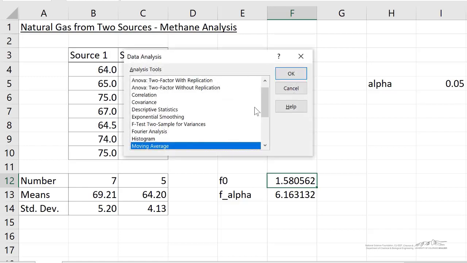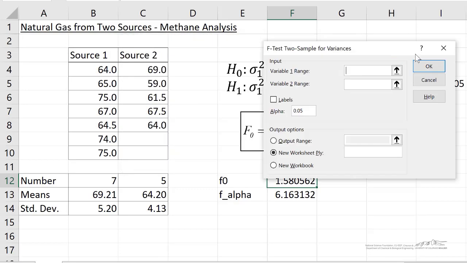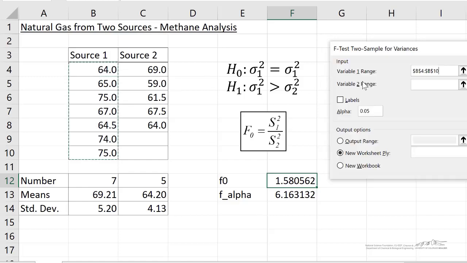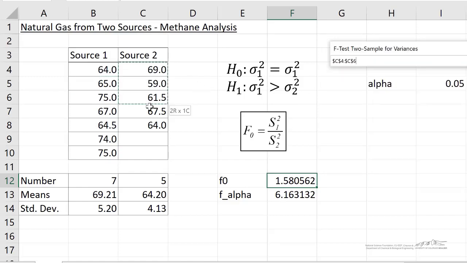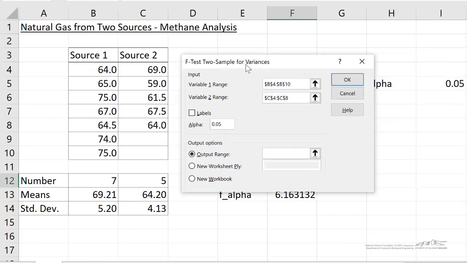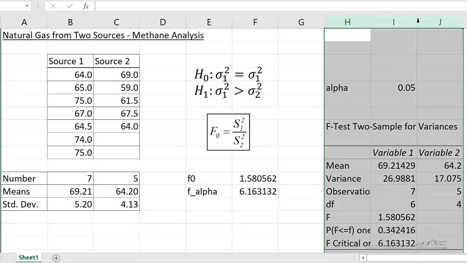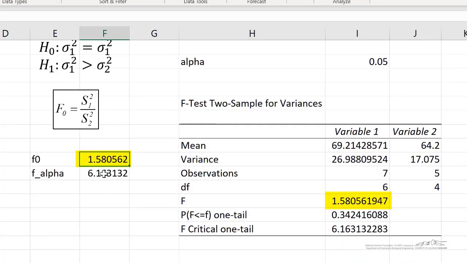Now let me show you how we can use the data analysis tool. If you go into data analysis, and you select F-test, two-sample for variances, we can click OK. It asks us to input our variable 1 range, so that's our source 1. Our source 2 is that. Our alpha is 0.05, and let's just put this onto the spreadsheet over here. I'm just going to select cell H8, and we run that, make this a little bit bigger, and we see that the test statistic that we got is what that tool got. We also get the critical one-tail F value here, 6.16.